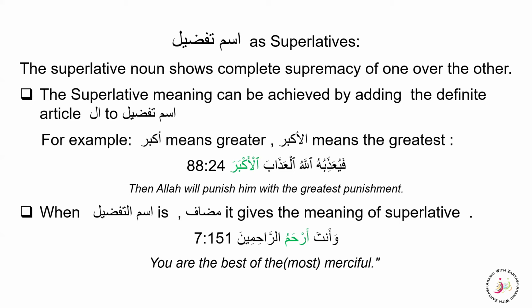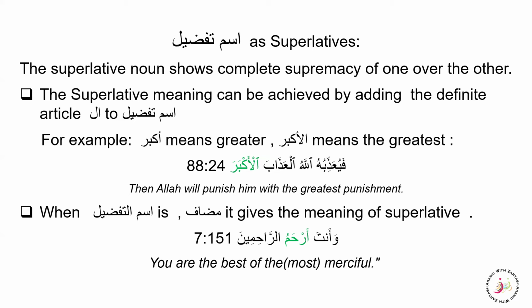The masculine superlatives are on the pattern of al af'alu. You can see this al akbaru, and they are mu'rab. And the feminine superlatives are on the pattern of al fu'la, and they are also mu'rab. So the example we see here is akbaru, which means greater. Now adding al, it gives us al akbaru, which means the greatest.